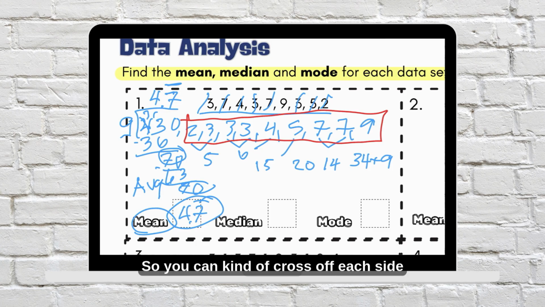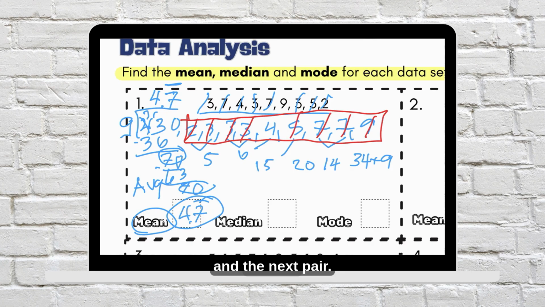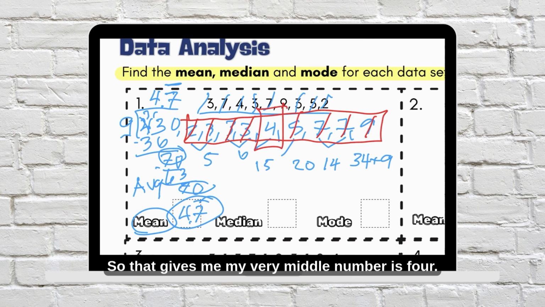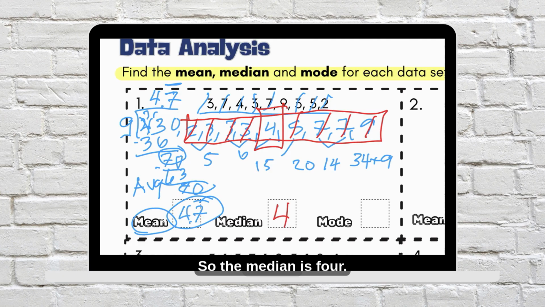So you can kind of cross off each side as you go. I did 1 and 1, then the next pair and the next pair, so that gives me my very middle number, which is 4. So the median is 4.